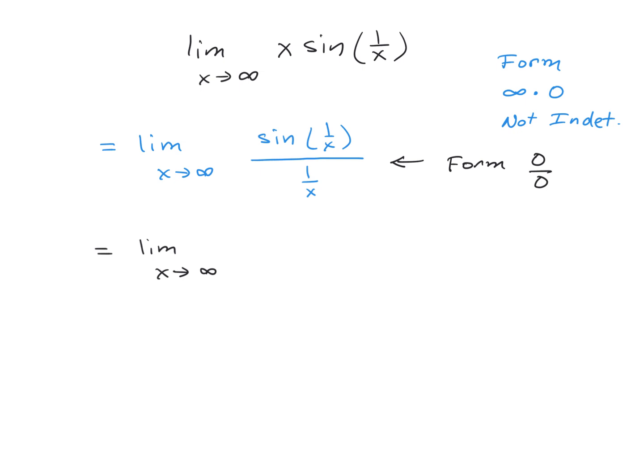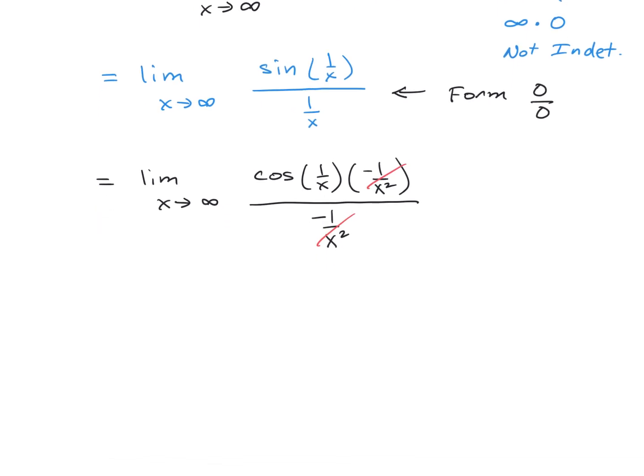So the derivative of the sine of 1 over x, well, that is the cosine of 1 over x times a negative 1 over x squared by our chain rule. And then down below, the derivative of 1 over x is negative 1 over x squared again. All right, so that right there is the application of L'Hopital's rule. And you will notice that these negative 1 over x squared quantities will cancel out algebraically. So we're left with just the limit as x goes to infinity of the cosine of 1 over x.